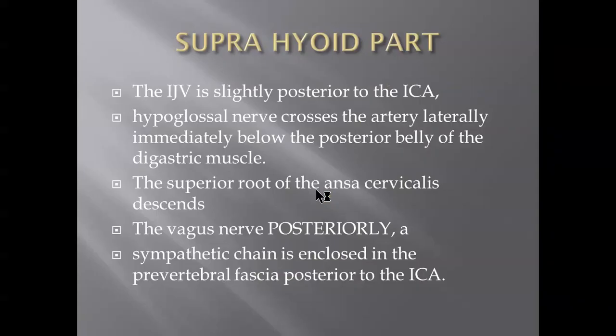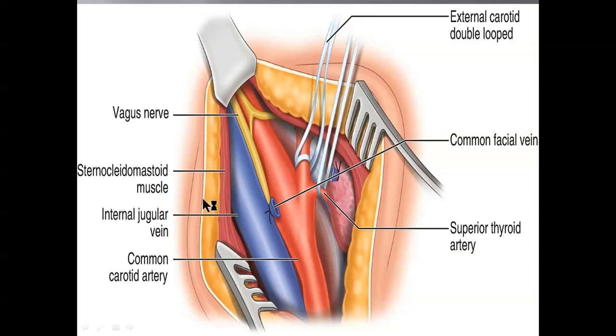So one relation we have talked about, that is the ansa cervicalis. Then let's talk about the vagus nerve. Now, here we can see the vagus nerve. Here we have the internal jugular vein. Here we have the carotid artery over here. Now, the vagus nerve, the internal jugular vein, and the internal carotid artery or the common carotid artery are enveloped inside a carotid sheath.